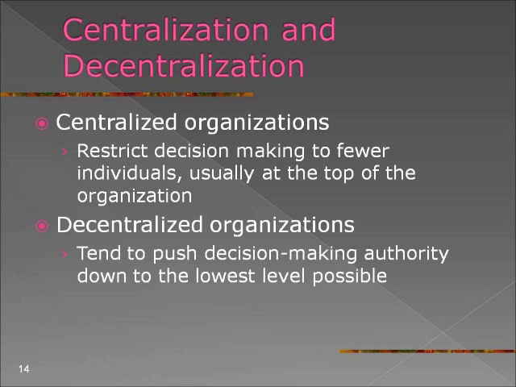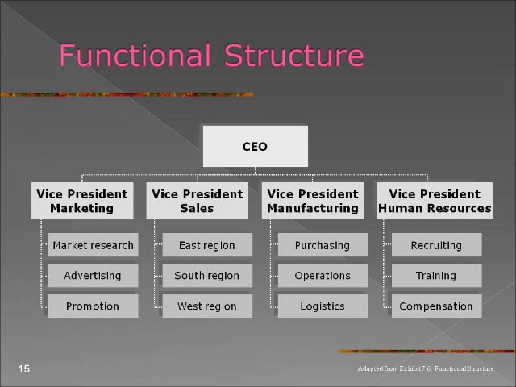In summary, centralized organizations restrict decision making to fewer individuals, usually at the top of the management or the top of the organization. And decentralized organizations tend to push decision making authority down to the lowest level possible. The most common structure found within organizations is the functional structure. It consists of units or departmental groups identified by specialty, such as marketing, sales, manufacturing, or human resources, that are controlled from the top level of management.